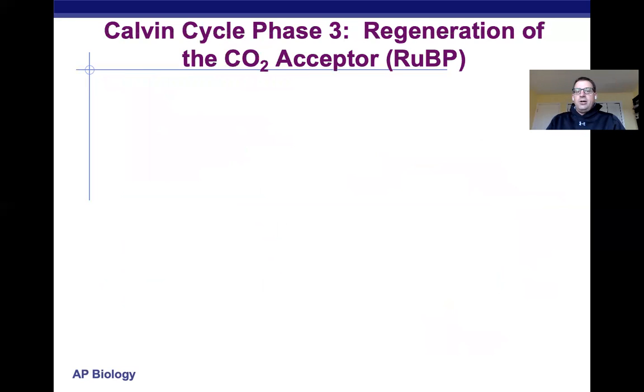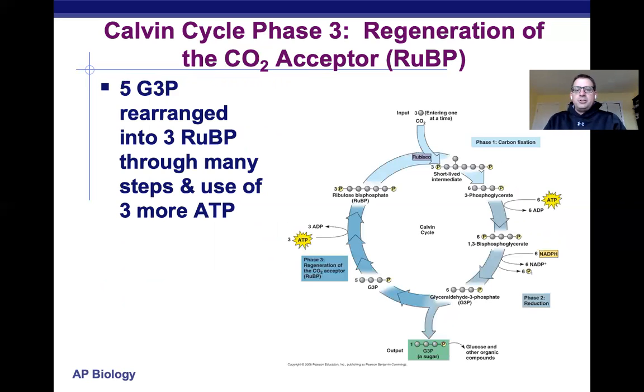Okay. So the third phase of the Calvin cycle is regenerating our starting compound. That's what makes it a cycle as we get back to where we started from. So those 5 G3P that remain are, through many, many different steps and the use of 3 more ATP, rearranged back into 3 RuBP molecules. Now, one thing I want you to understand is I'm kind of waving a magic wand over a whole bunch of steps, and that's okay. You don't need to know all of those steps.